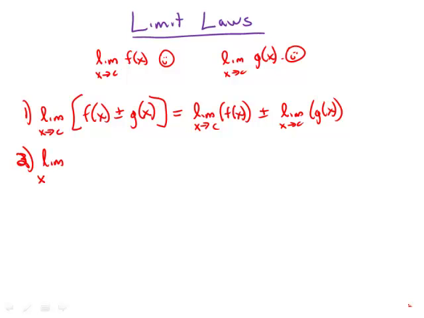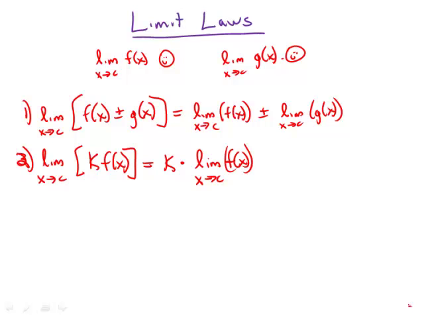If we're taking a limit and we just have some constant multiplying a function out in front, well, we can just take this constant outside of the limit. We can factor it outside of the limit entirely. And so it would be k times whatever the output of the limit is.